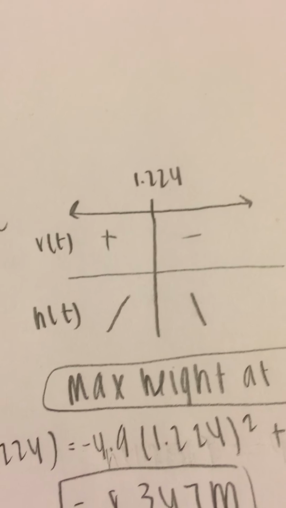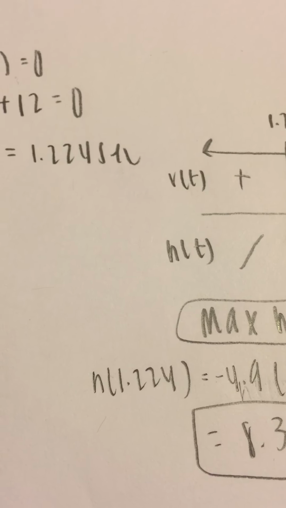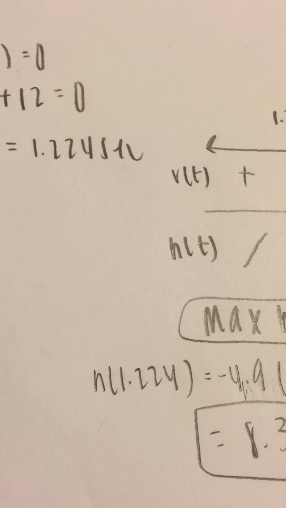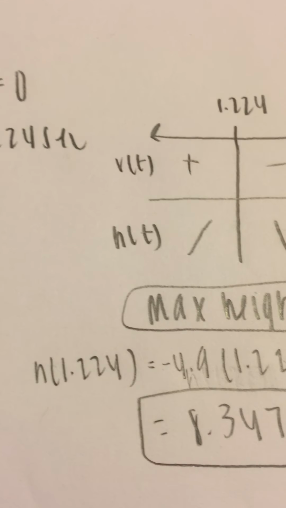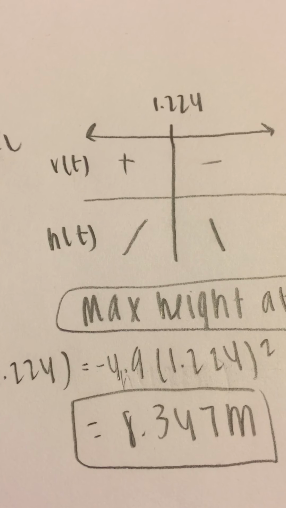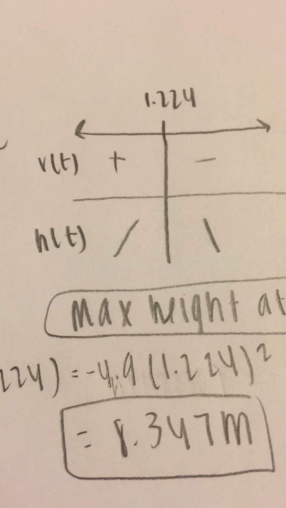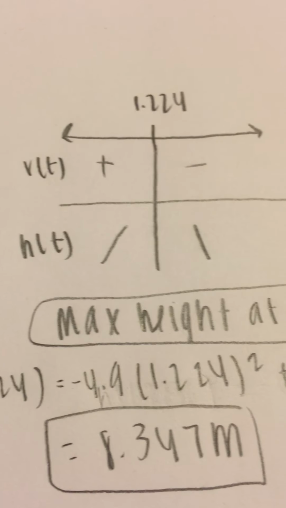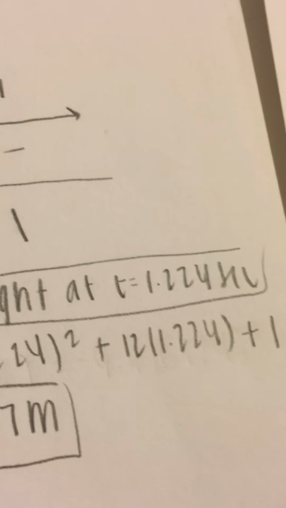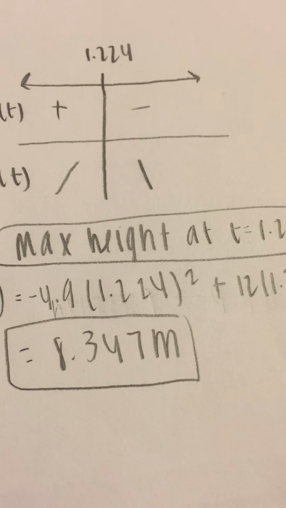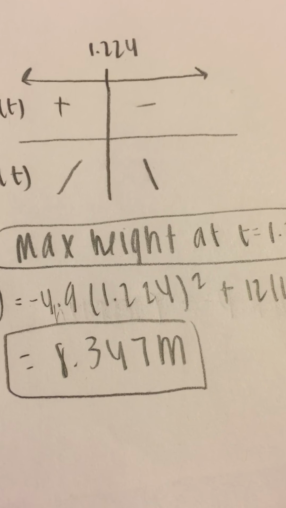And so with this 1.224 seconds, we're going to plug it into the height function in order to find the maximum height. And so we're going to plug in 1.224 into the negative 4.9t squared equation, and we should get 8.347 meters.